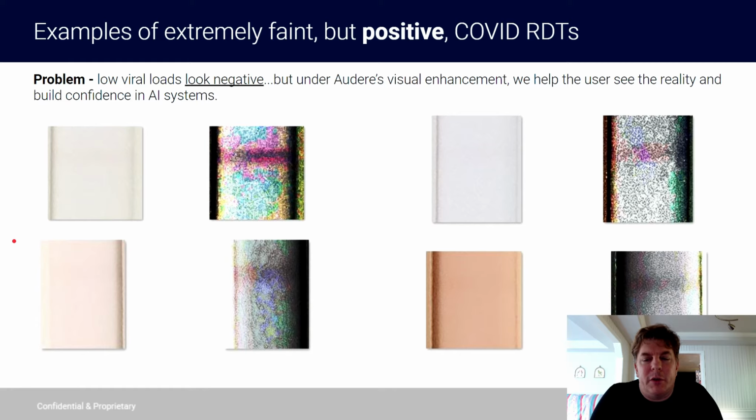Here we've got some very extreme examples. These are all positive COVID cases, but what you can see is that these visually appear quite blank or negative. Now, when you view them under a visual enhancement that we developed at Audere, you can see that all of these are in fact very much positive. So this is sort of an X-ray-ish type system in terms of building confidence, particularly in our AI systems, but what it does show you here quite nicely is that what you see visually can be very different than what's actually there.